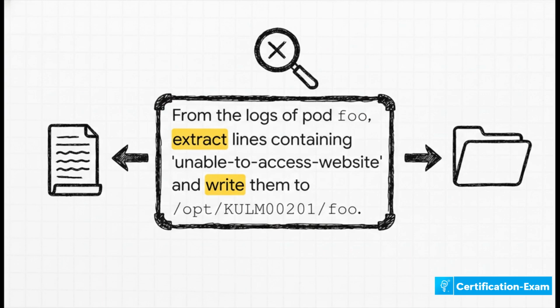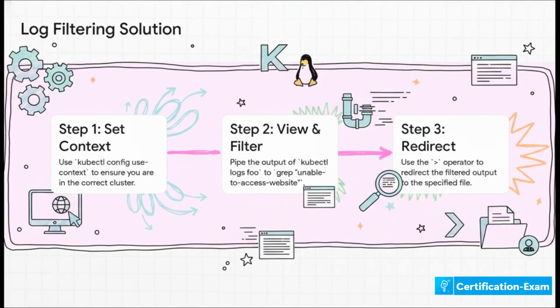We have to grab the logs from a pod named foo, pull out only the lines that have a specific error message, and then write just those lines to a specific file. The solution here is a beautiful, efficient one-liner that combines kubectl with standard Linux tools.